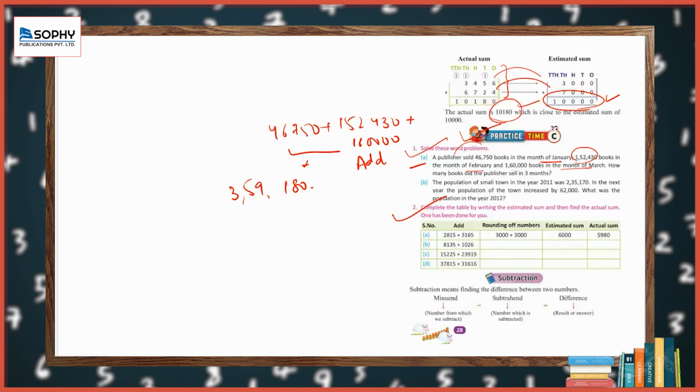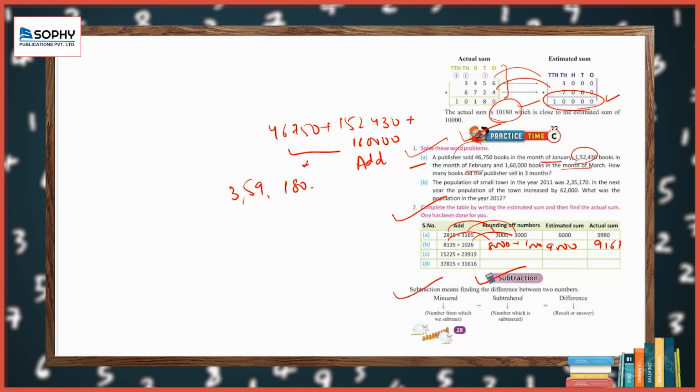Now next, we have to complete the table by writing the estimated sum, and we have to find the actual sum. One has been done for you, students. For example, it can be rounded off to 3,000, that is 6,000. So here it can be rounded off to, very good, students, 8,000. It can be rounded off to 1,000, and the sum is 9,000, whereas the actual sum is, very good, students, 9,161.